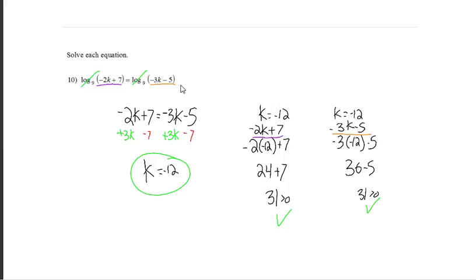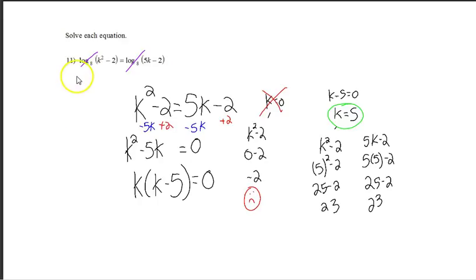Now, what I do here then is once I get k equal -12, I'm not quite done yet. I must check it in each inside of these logs to make sure that the inside of the log is not 0 and is not negative. If it is, that's not a good solution. Luckily here, if I put -12 into both of these, they both work. So I'm good to go. Moving on. Now again, I have log equaling log here, so I cancel them out. Unfortunately here, I'm left with a quadratic. How do I know it's a quadratic? Well, I have this squared term.